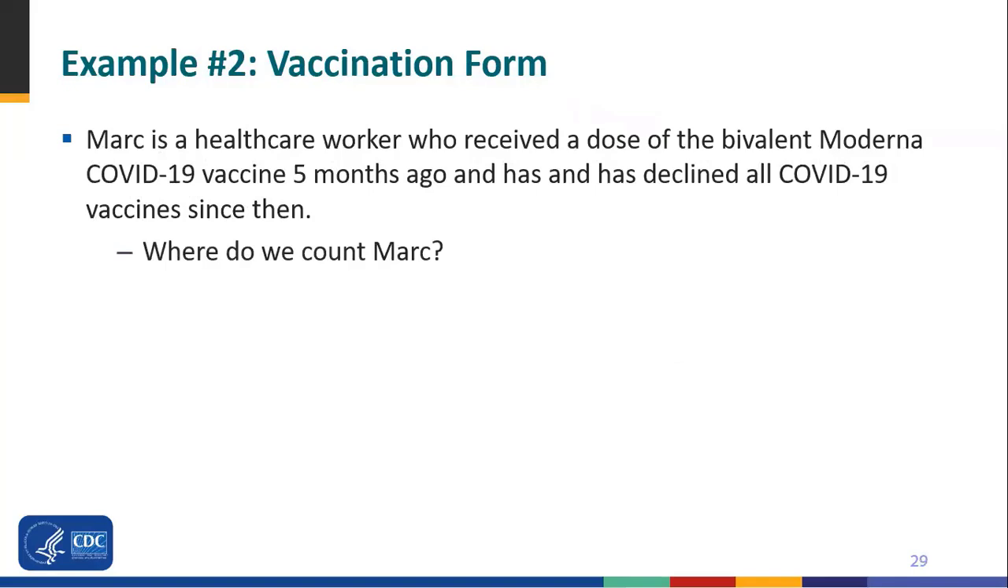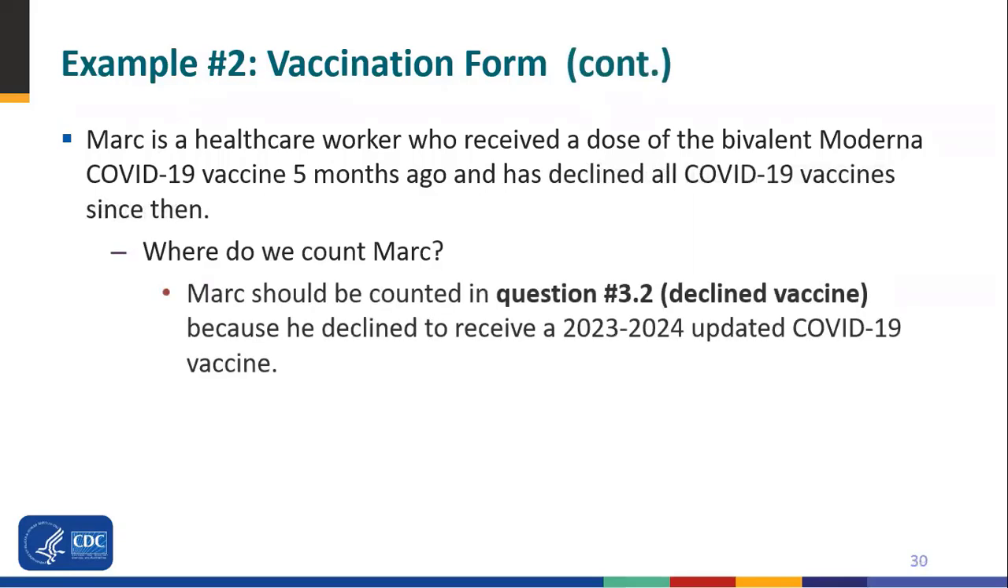For our second example, Mark received a dose of the bivalent Moderna COVID-19 vaccine 5 months ago, but declined all COVID-19 vaccines since then. In this instance, Mark should be counted in question 3.2, declined vaccine, because he declined to receive the 2023-24 updated COVID-19 vaccine.